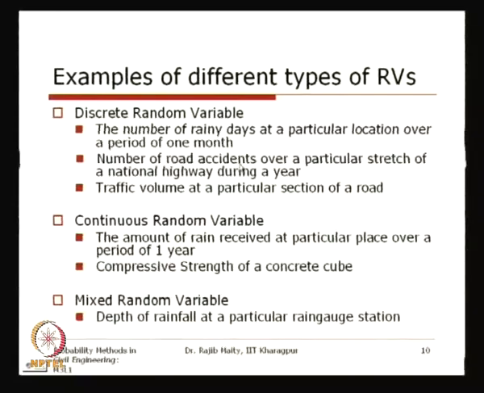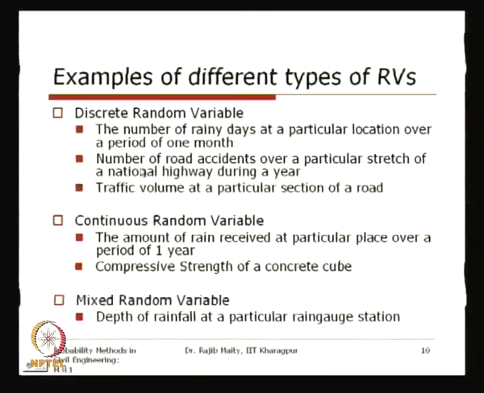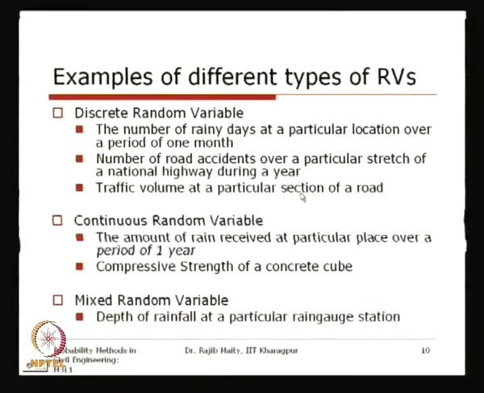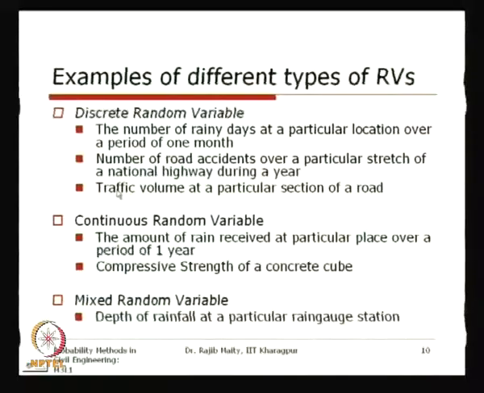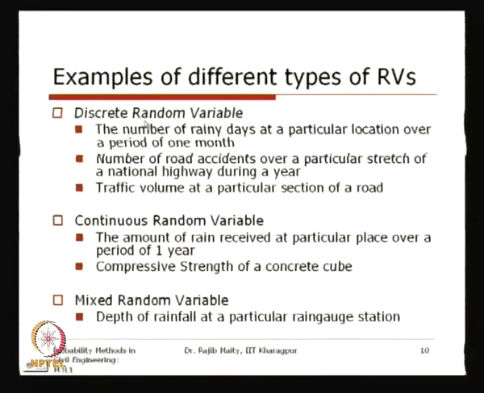Second is the number of road accidents over a particular stretch of a national highway during a year. Again these road accidents can be 1, 2, 3, 4, up to infinity, but it can never take any value in between two integers. So this is also an example of a discrete random variable. Third is the traffic volume at a particular location of a road, which is the number of vehicles crossing that particular section of the road. Again this can take only integer values, so this is also an example of a discrete random variable.